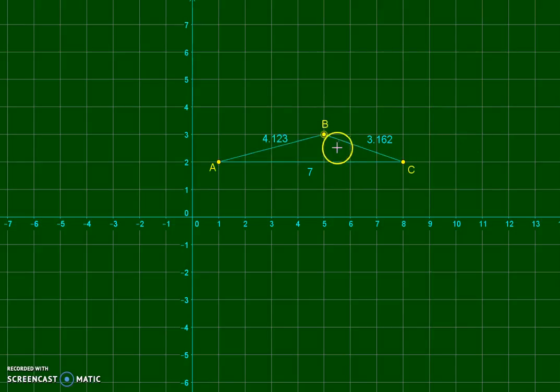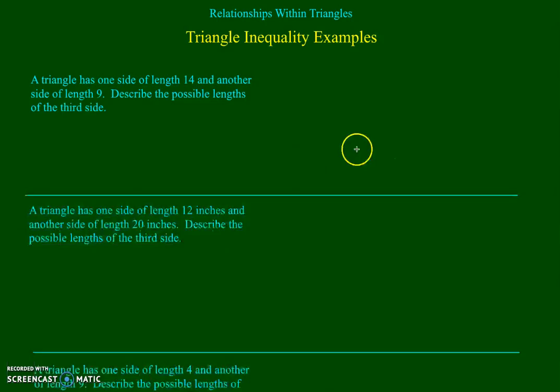And now what we're going to do is we're going to try and figure out, given two lengths of a triangle, what must the third length have to be? Or in what range does that third length have to be? That's what we're going to work on with these next examples. So in our first example, we have a triangle with one side length 14 and another side length 9. We need to describe the possible side lengths of the third side.